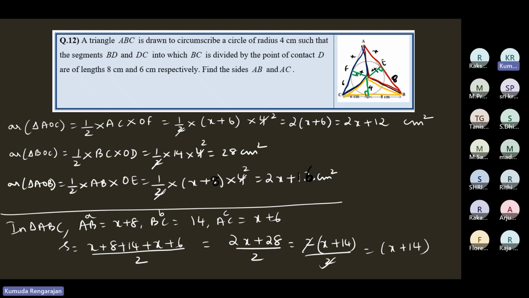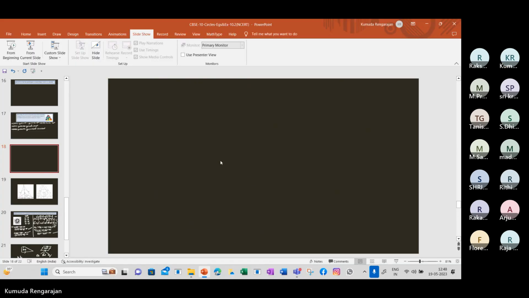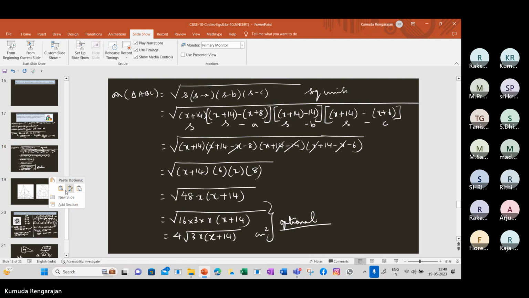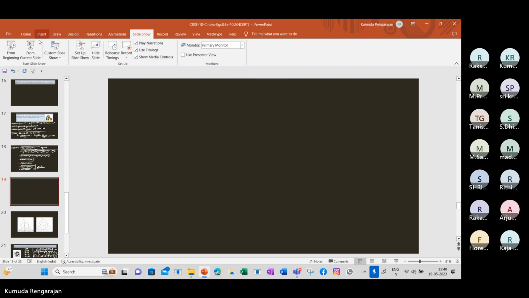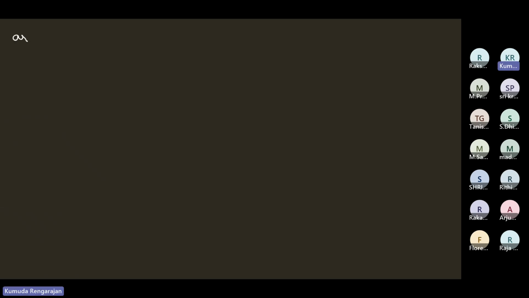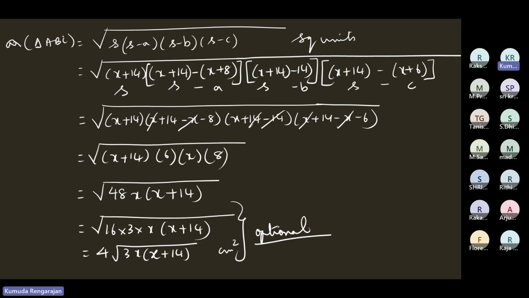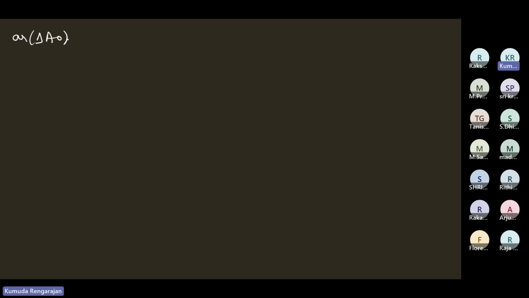Okay. We found the area of triangle ABC using Heron's formula. So now coming to the equation. So what's the equation? Area of triangle. What's the order I have written here? AOC, BOC, AOB. AOC.